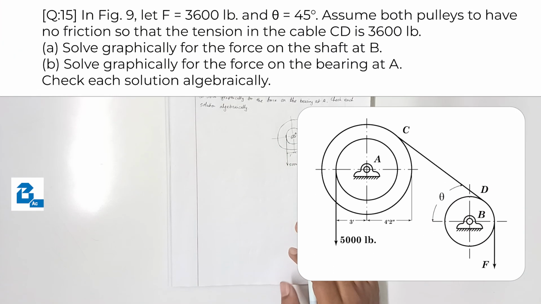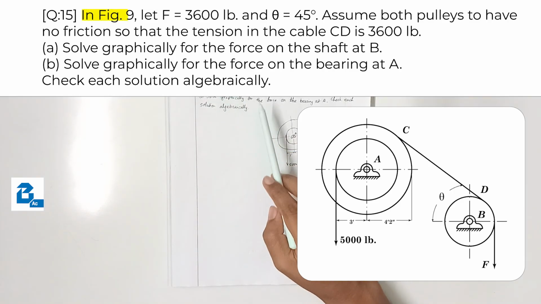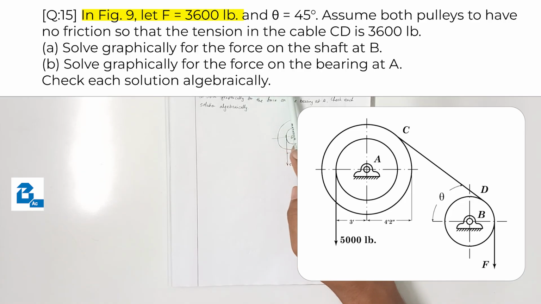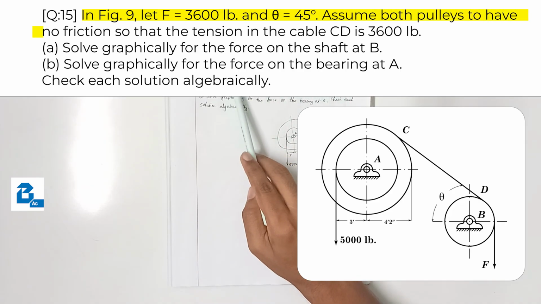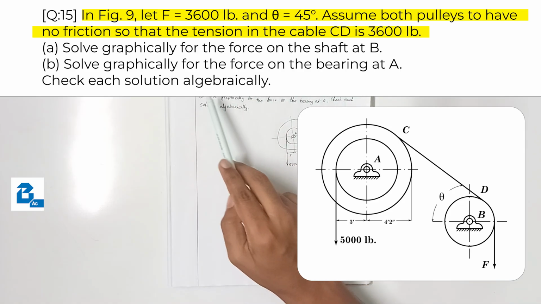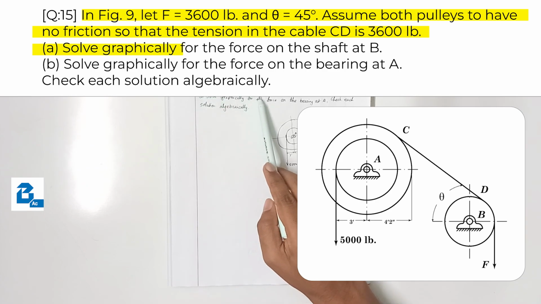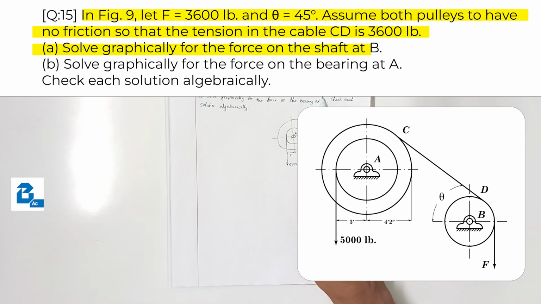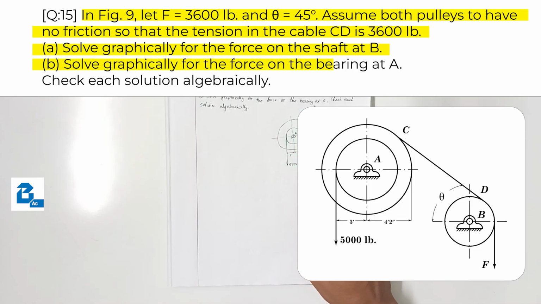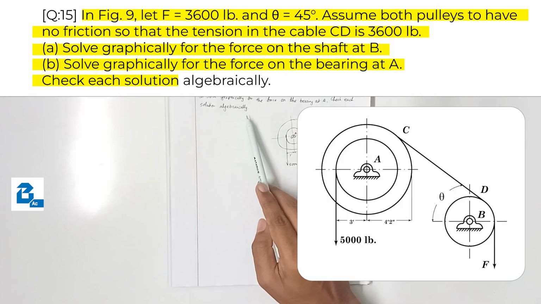Here the problem states, in figure 9 let F is equal to 3600 pound and theta equals 45 degree. Assume both pulleys to have no friction so that the tension in the cable CD is 3600 pound. A. Solve graphically for the force on the shaft at B. B. Solve graphically for the force on the bearing at A. Check each solution algebraically.